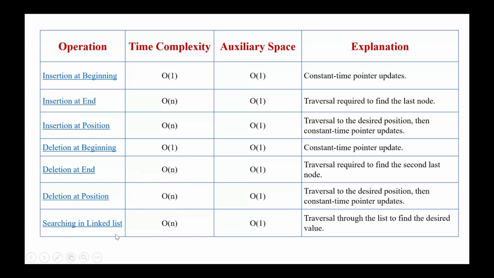Searching for an element in the linked list means we have to traverse all the elements present inside the linked list, whether the element is present or not. That's why it requires order of n.